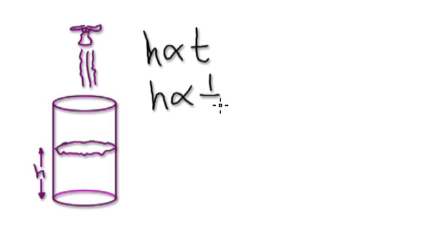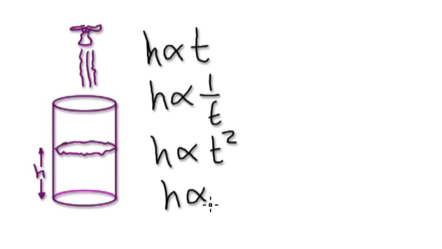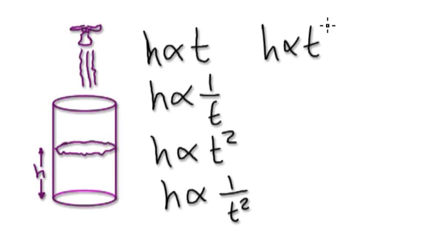My question is, can we truly say that h, the height of the cylinder, is proportional to the time? Or is it inversely proportional with time, or is the height proportional to the square of the time, or inversely proportional to the square of the time? Or is it like this, t to the power of 3? Or what's the relationship between time and the height?